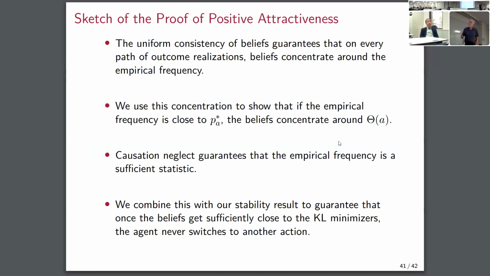The uniform consistency of beliefs says that any path of outcome realizations at least concentrates on its empirical frequency. And if the empirical frequency is close to E star of A, beliefs concentrate around the minimizers. But causation neglect guarantees that this empirical frequency is a sufficient statistic for beliefs. The agent thinks they've learned this theta of A, that tells them what happens for any action B. We combine this with a stability result to guarantee that once the beliefs get near the KL minimizers, the agent never changes actions, which is why we can converge to this action.